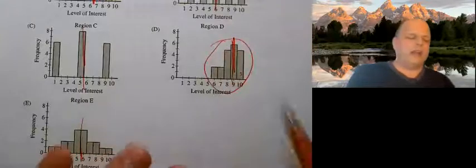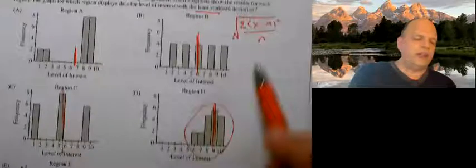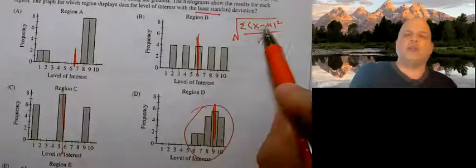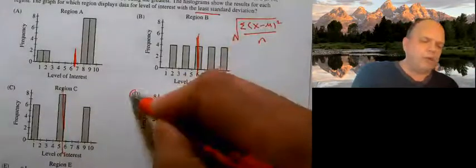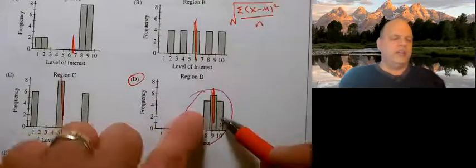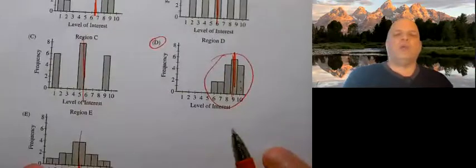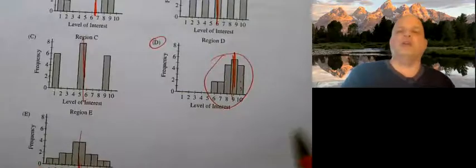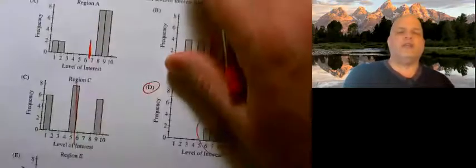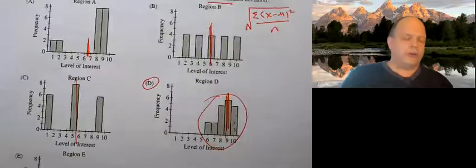And since the data is closest to the average, the one with the closest to the average will have the smallest numerator, which means it will have the smallest standard deviation. So because the D is less spread out than the others, it will have the smaller standard deviation. Remember, standard deviation is a measure of spread, so the less spread out the data is, the smaller the standard deviation.